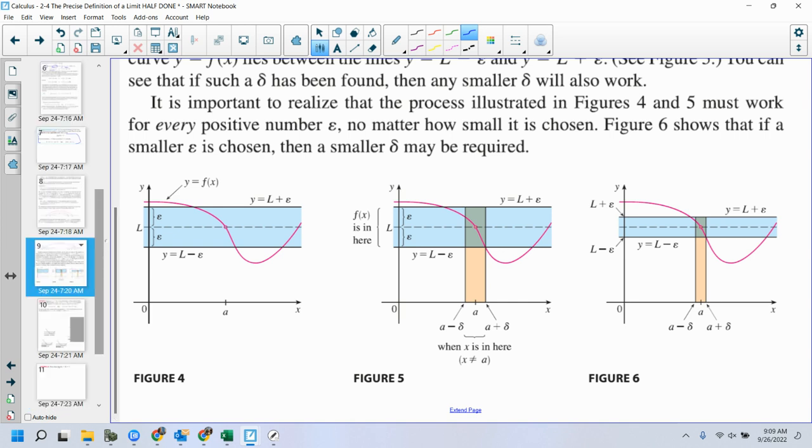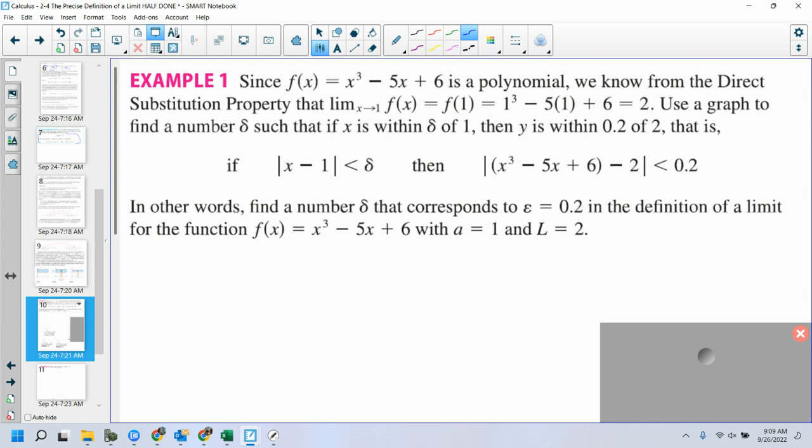All right, now what the heck are the problems going to look like here, right? Take a look at this one. This might be the only problem that we do today. Since f of x is equal to x to the third minus 5x plus 6 is a polynomial. So this is the one that we're discussing here. Sometimes the book starts to provide the solution within the premise of the problem. So we're looking at that function, this polynomial x to the third minus 5x plus 6.